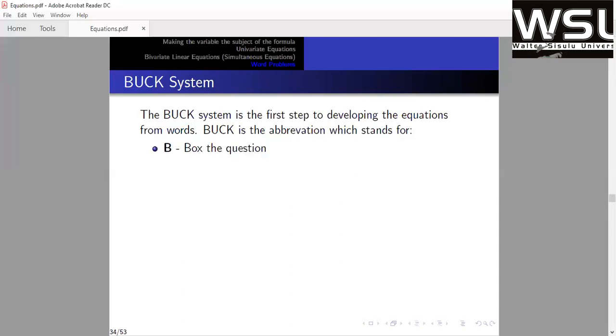Now, the box system is basically an abbreviation for B, meaning box the question. When you say box the question, what we know is to know what the question is in that particular statement. So there might be a lot of things that are written, probably a lot of question form sentences, but what is important is you should know what the question is in that particular statement.